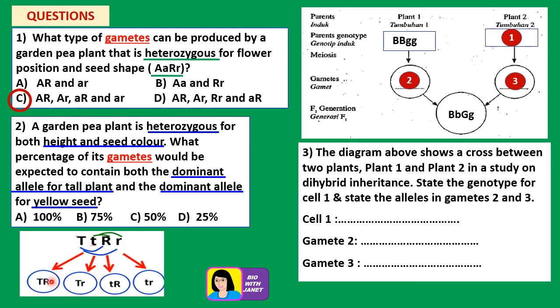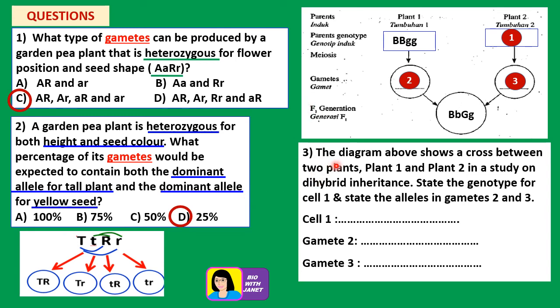So we have 4 different types of gametes, but only one which has the dominant allele for tall plant, big T, and dominant allele for yellow seed, which is big R. So 1 out of 4 gametes. So how many percent is that? A quarter times 100 equals 25%. All right. Now, next question.